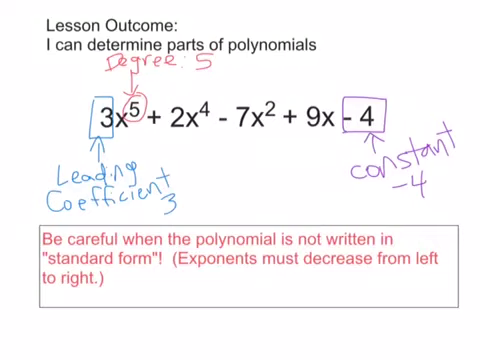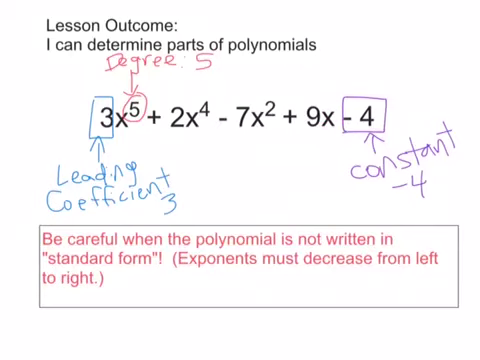Now one thing you do need to be careful of, as I noted down here, be careful when the polynomial is not written in what we call standard form. Standard form is the way we write it when the exponents decrease from left to right. The exponents on our variables decrease from left to right. So you'll see the 5 here, the 4 here. We don't have a 3 in this example, and that's fine. We have a 2 here, x to the second.